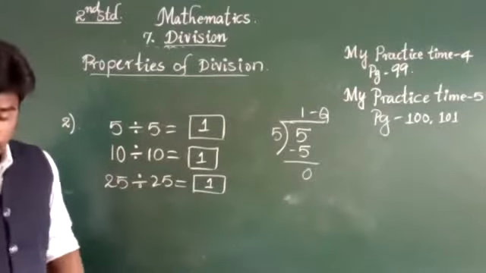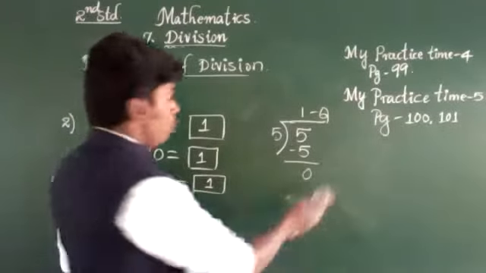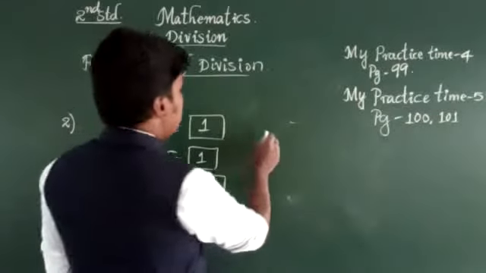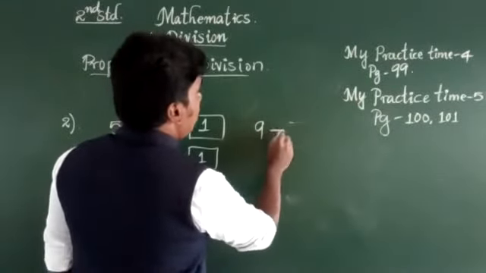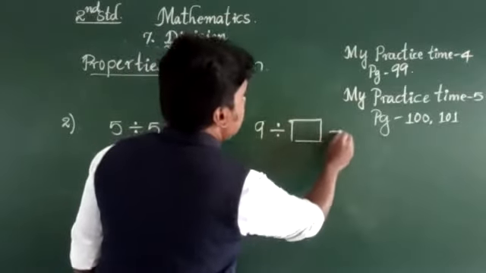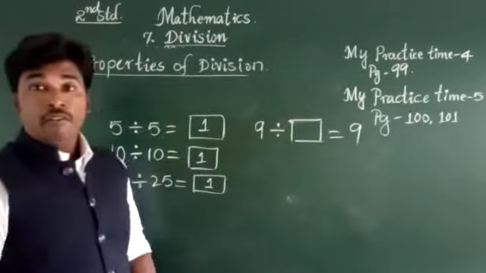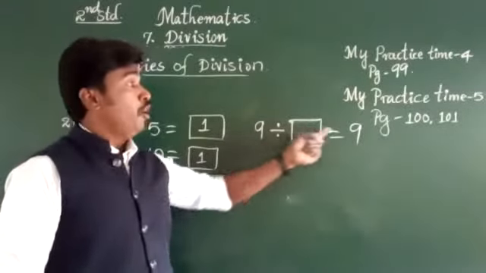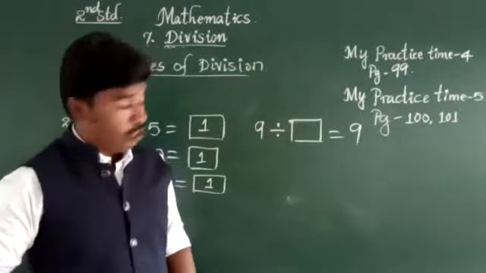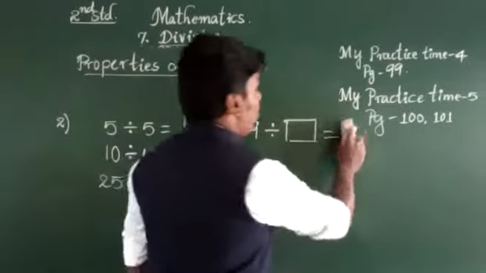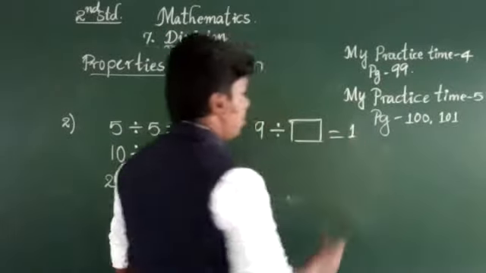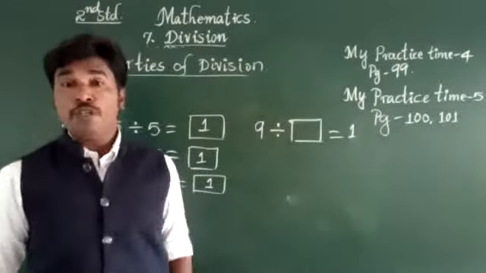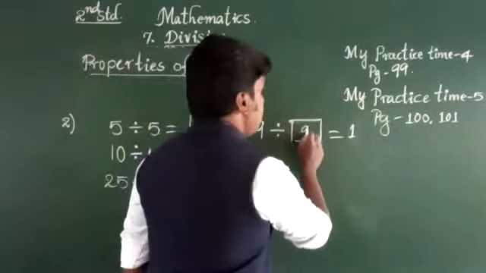So dear children, one more question. You can write it like this: 9 divided by dash is equal to 9 only. From which number, if you divide 9, do you get 1 as the quotient? The number itself, it is 9.